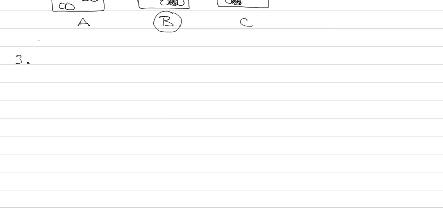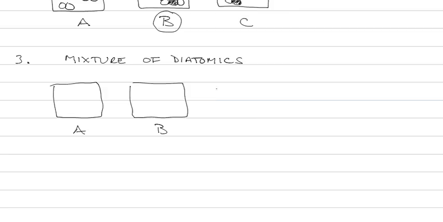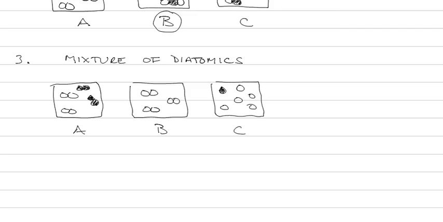3, which container is a mixture of diatomic molecules? So here's A, here's B, and here's C. And the correct answer, mixture, we have to have 2 different. A is a mixture of 2 different diatomic molecules.